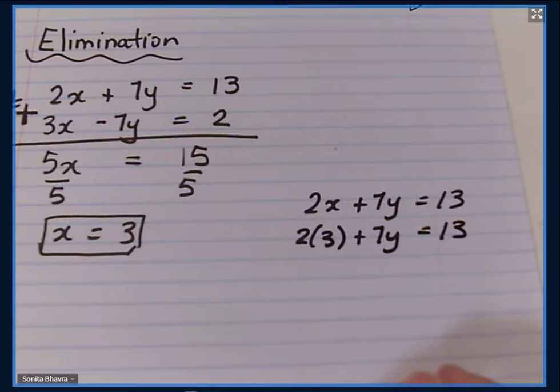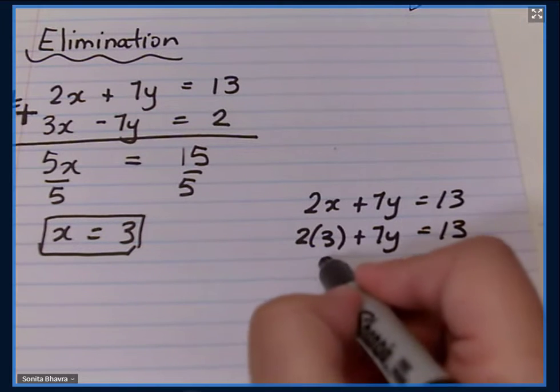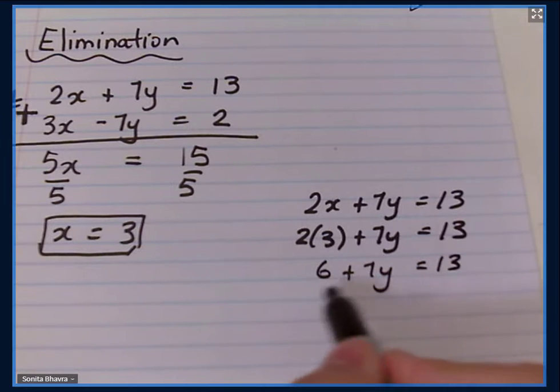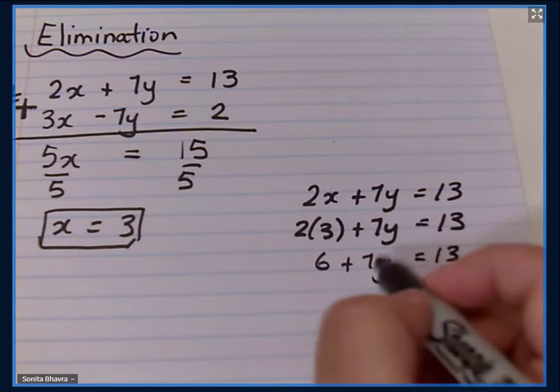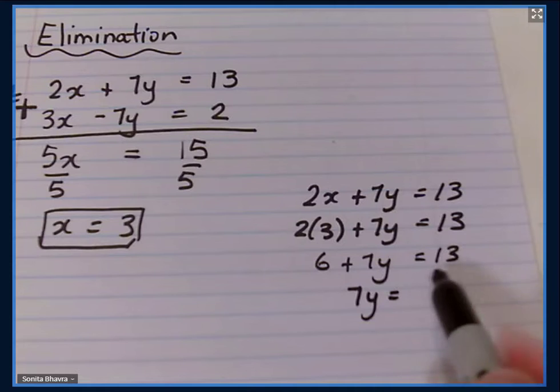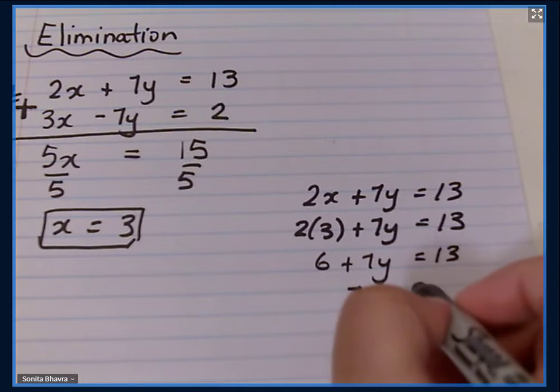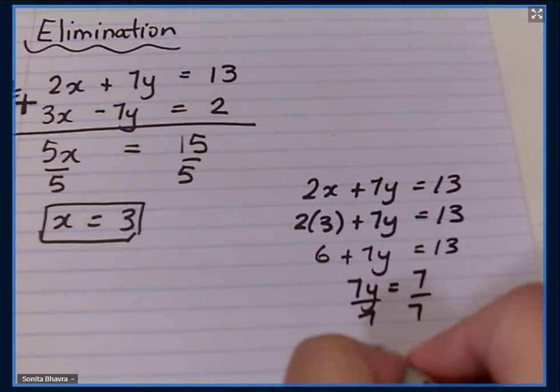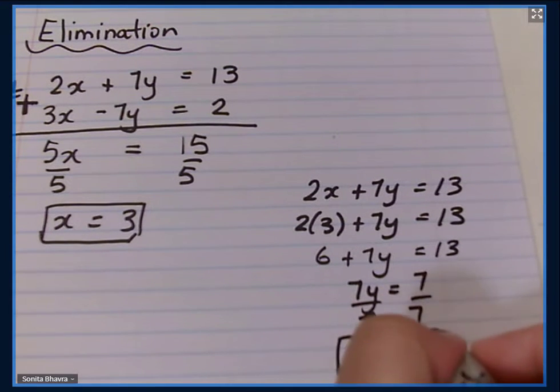All right, just like that, 2 times 3 is 6. So 6 plus 7y equals 13. Subtract 6 from both sides. That will leave me with 7y equals 13 minus 6, which is 7. Divide by 7 on both sides, and that gives me y is equal to 1.